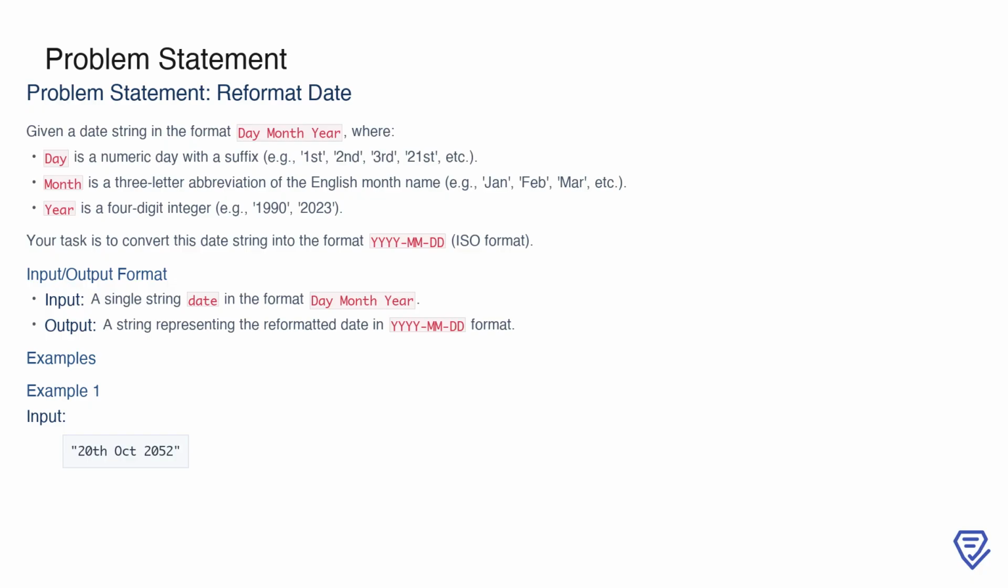Your task is to transform this input into the ISO date format, which is YYYY-MM-DD. This involves converting the day to a two-digit number without its suffix, mapping the month abbreviation to its numerical representation, and ensuring all components are properly formatted with leading zeros where necessary. Let's look at some examples to better understand how this transformation works.